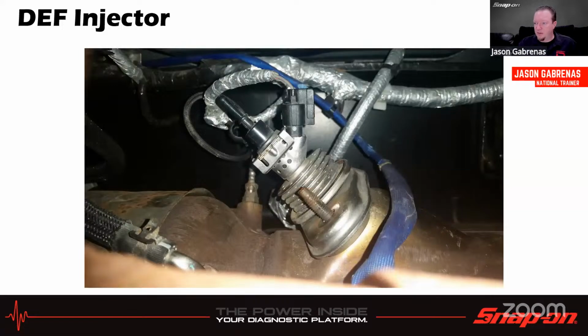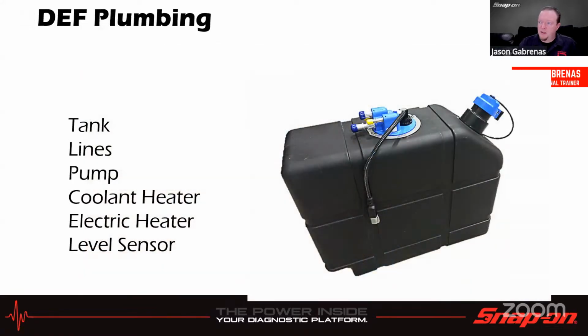So there's an example of what that might look like, right? So there's your injector. You can see where you've got a little quick clip on the top, and there's your electrical connector. And then it's got some heat sinks there, and then that's the actual injector itself. It sprays it into the tube. And then what else do we have? Well, we have the tank, the lines, the pump, coolant heater, electric heater, level sensors. Probably a bunch of other sensors and so on mixed in, depending on the manufacturer.